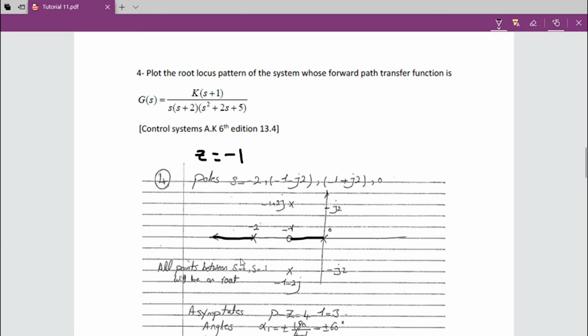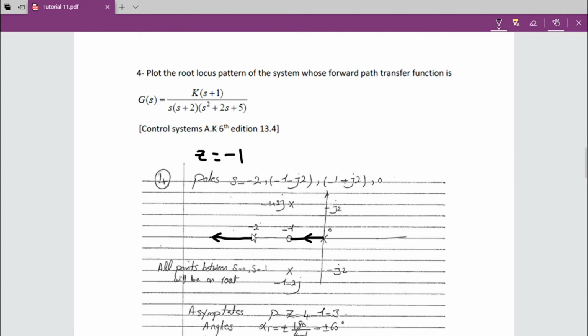Then you have to label the starting and the ending point. The starting point is from a pole to 0, right? So the arrow will be going something like this. Now what we need to do is to identify the behavior at infinity. So this portion is okay, this portion is fine, totally fine.